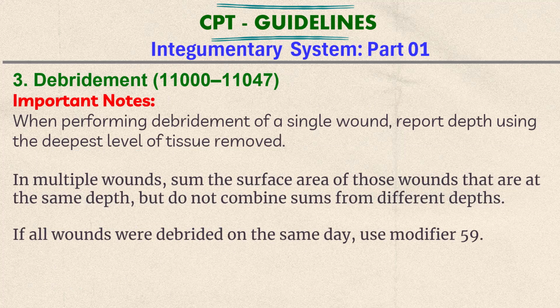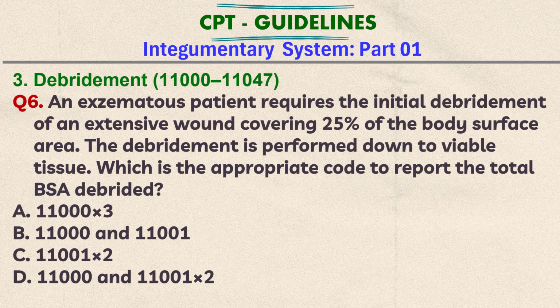When performing debridement of a single wound, report depth using the deepest level of tissue removed. In multiple wounds, sum the surface area of those wounds that are at the same depth but do not combine sums of different depths. If all wounds were debrided on the same day, use modifier 59. So let's see an example to understand these coding guidelines. Question 6: an eczematous patient requires the initial debridement of an extensive wound covering 25% of the body surface area. The debridement is performed down to the viable tissue.